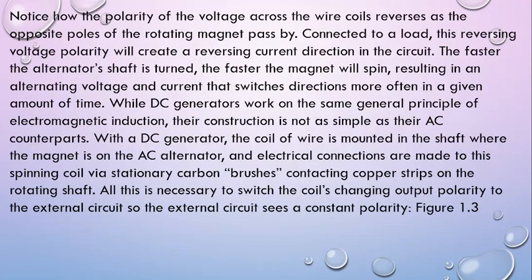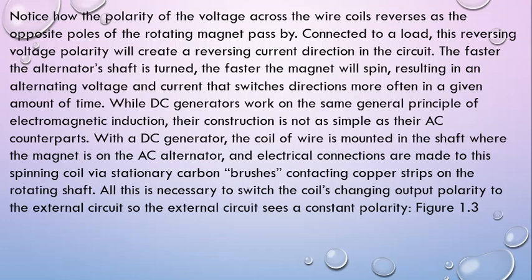Notice how the polarity of the voltage across the wire coils reverses as the opposite poles of the rotating magnet pass by. Connected to a load, this reversing voltage polarity will create reversing current direction in the circuit. The faster the alternator's shaft is turned, the faster the magnet will spin, resulting in an alternating voltage and current that switch directions more often in a given amount of time.